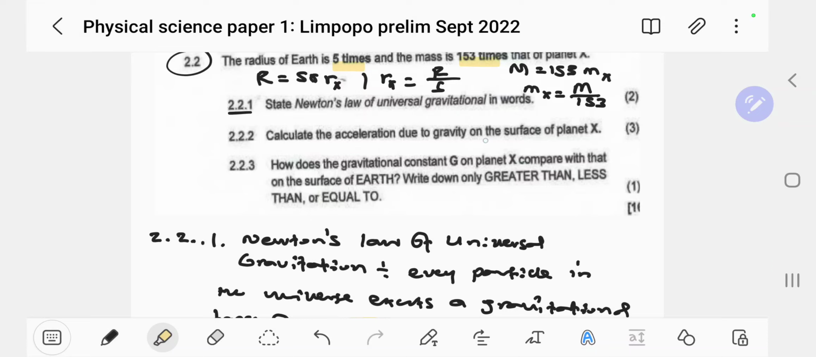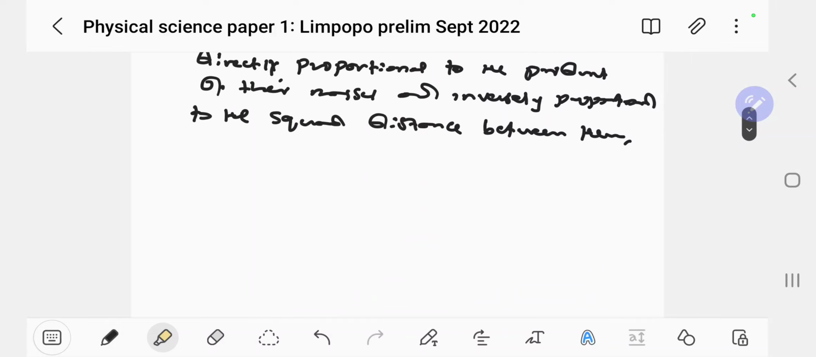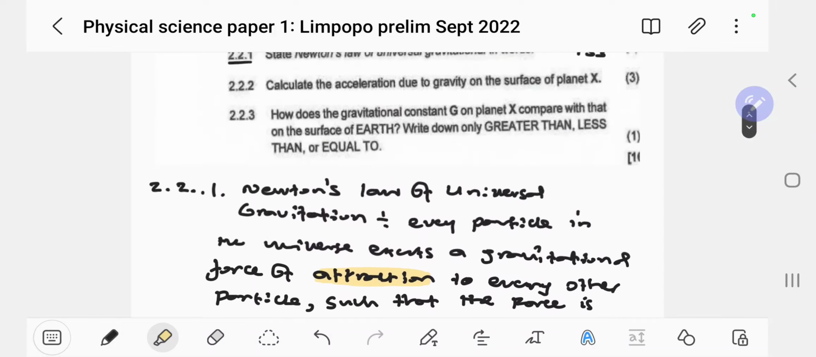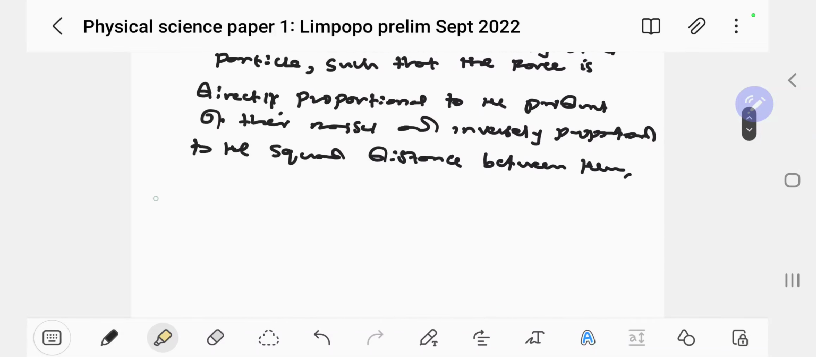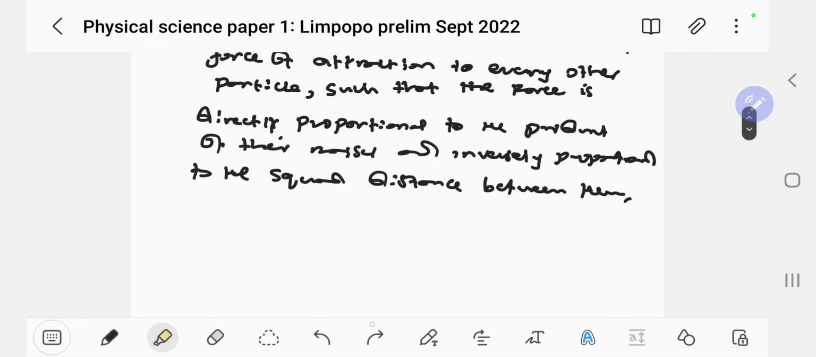Calculate the acceleration due to gravity on the surface of the planet X. Okay, now this is very key, guys. Okay, let's do 2.2.2. So we want the gravitational acceleration.